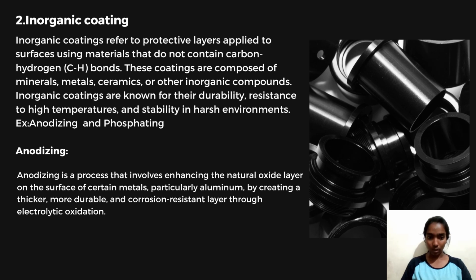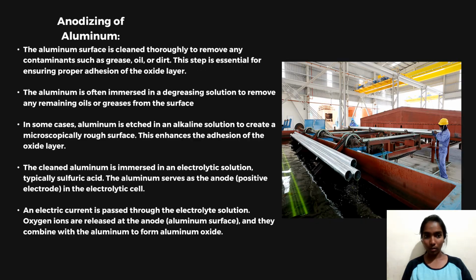Anodizing is a process that involves enhancing the natural oxide layer on the surface of certain metals, particularly aluminium, by creating a thicker, more durable, and corrosion resistant layer through electrolytic oxidation. Let's see the anodizing of aluminium. The aluminium surface is cleaned thoroughly to remove any contaminants such as grease, oil, or dirt. This step is essential for ensuring proper adhesion of the oxide layer.